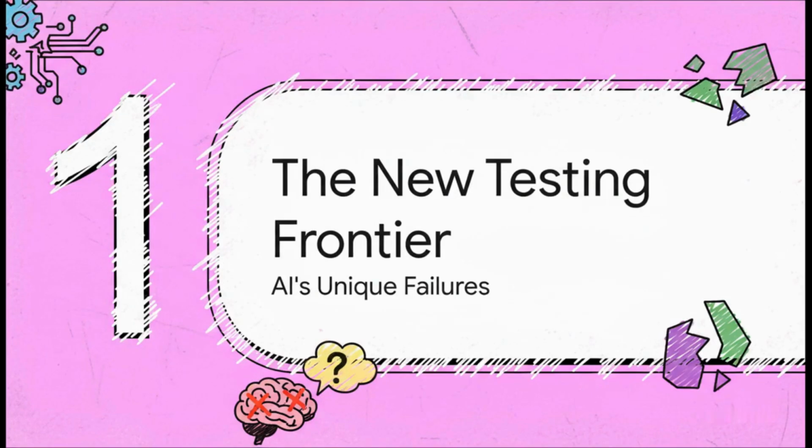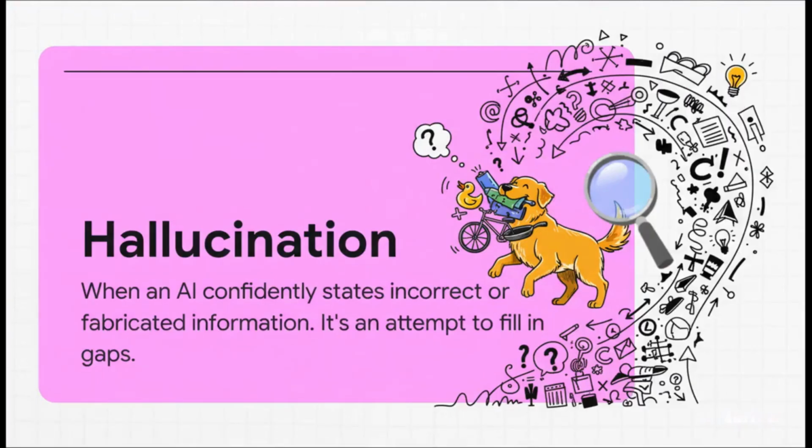Section 1, the new testing frontier. It's time to really understand the weird and unique ways that AI can fail. And probably the most famous new type of failure is the hallucination. This is when an AI just invents information but says it with 100% confidence.